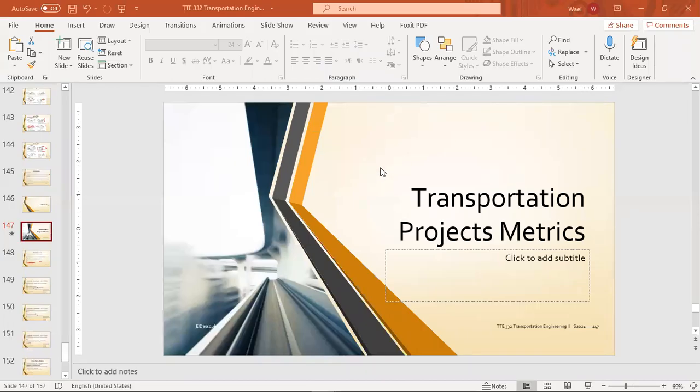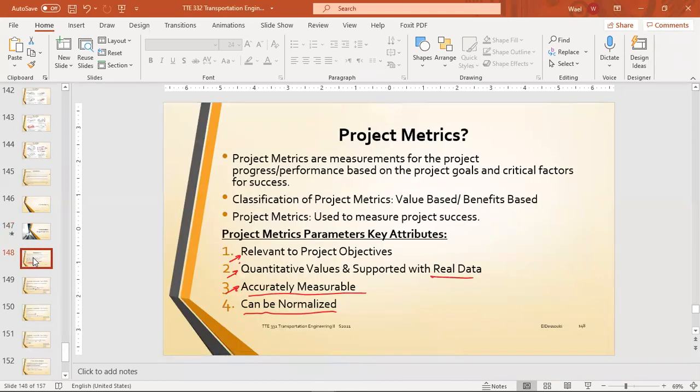Okay, today we're going to continue on the same subject of last lecture, which is transportation project metrics. And basically, what we mean with project metrics, it's basically a measurement. Project metrics are measurements for the project's progress, performance based on the project goals and critical factors for success.